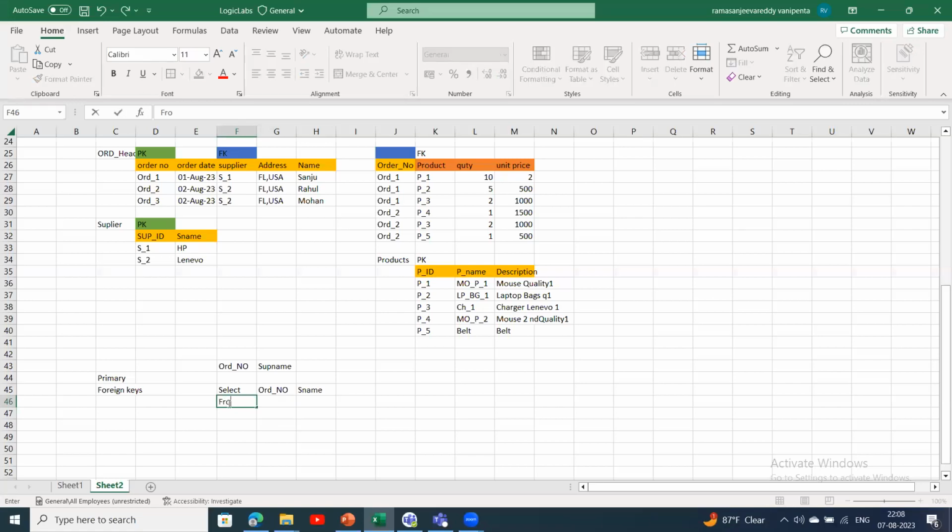Next section, we will have a FROM. I said just now, we'll have order number from the order header table. For supplier name, do you have a supplier name in the order header table? I have a supplier ID in the order header table, but I want the name, not the ID. You're getting it, right? That is my requirement. So I have the supplier name in the supplier table. Yes or no? Abdul, you want to speak?